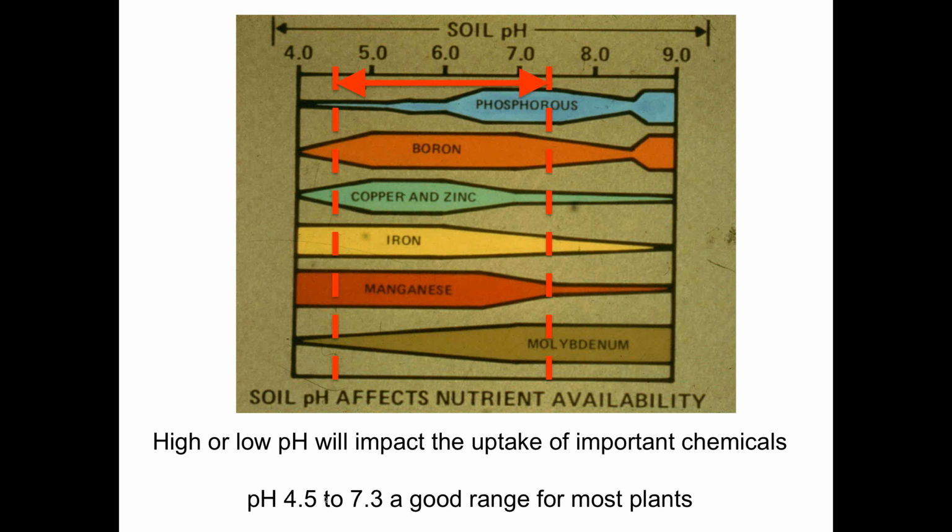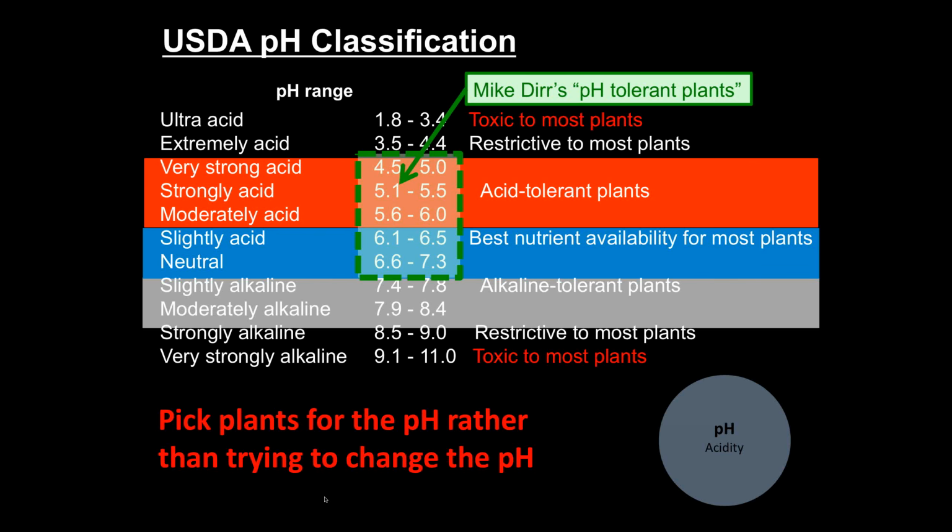The point on pH is it's very difficult to change pH, particularly lowering pH, which is the biggest problem we have most often. So I need you to pick plants that are suitable for the pH, and Michael Dirr's book is very good on that. So follow his instructions and pick plants that are right for the pH that you have.